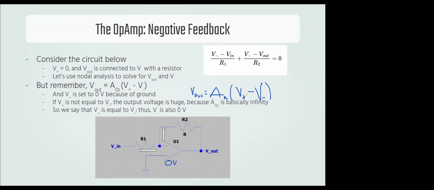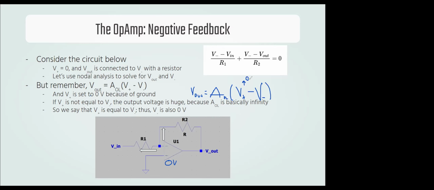Okay. So if there's any difference between V plus and V minus and AOL is infinity, then V out is also going to be infinity. But that's not possible. V out can't be infinity. So in a case where the output can do something to the input, the output is actually going to drive these to be equal, and it's going to force this term to be zero.